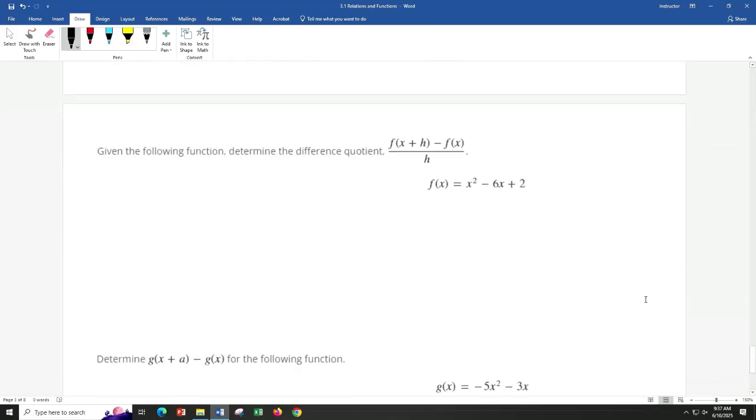Look at this right here. Given the following function, determine the difference quotient. You have f of x plus h minus f of x. They give you f of x. F of x is this guy. Realize it's just saying, wherever there's an x, I put an x there, right? Does that make sense? All you're doing here is taking that x plus h and also putting it in. Watch how I'm going to write it.